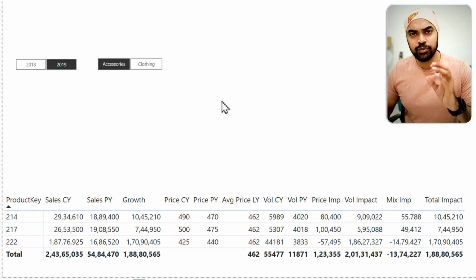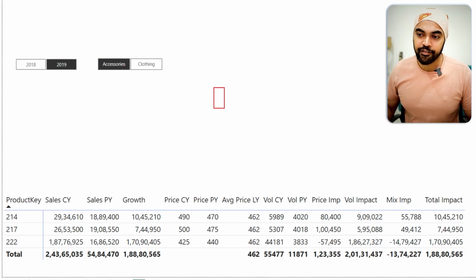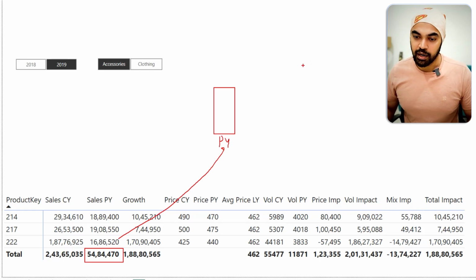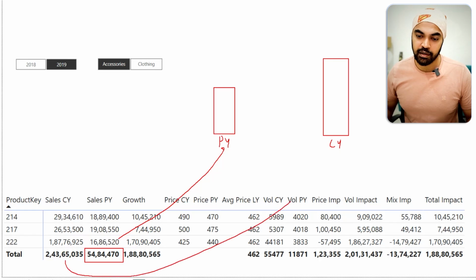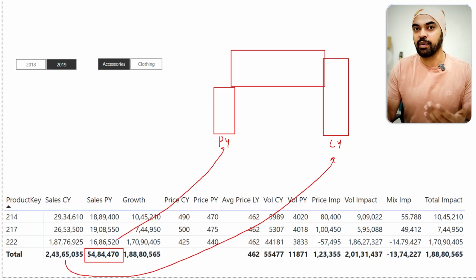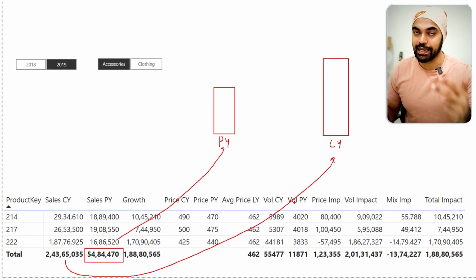So here is what I'm trying to get, and let me just put some imagination into your mind. Let's just say that you have this particular chart, which is your previous year revenue. So this is my sales previous year. This number goes in this particular bar. Now this bar, let's just say that you have the current year. This is my current year revenue, and this particular number goes right here. Now the difference, all of this difference, can be explained by three factors. And the three factors are nothing but your price impact, volume impact, as well as the mix impact.